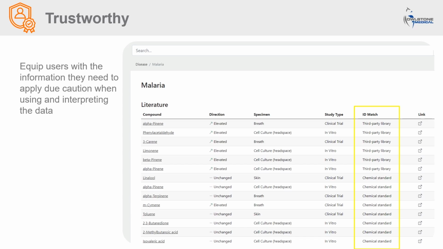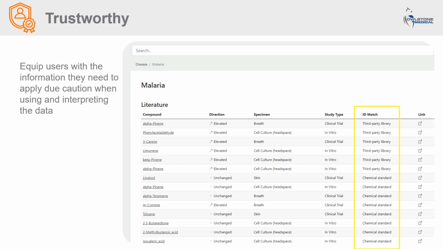But we know that we can't always be confident in the identity of a VOC reported in literature. So to handle that, we have this ID match column, which tells the user how the chemical reported has been identified. So that will inform the user as to the weight they should put behind the evidence that any particular VOC is in fact related to malaria. In general, we'd assign more confidence to a VOC that's been identified via match against a chemical standard rather than match against third-party library.